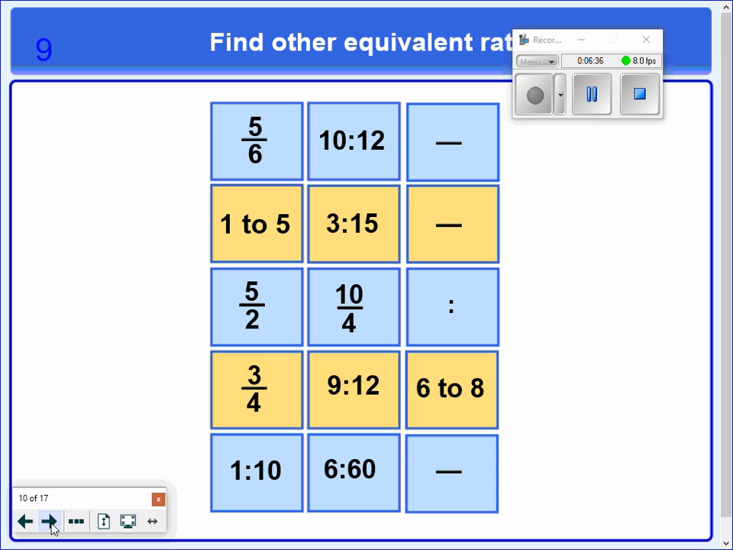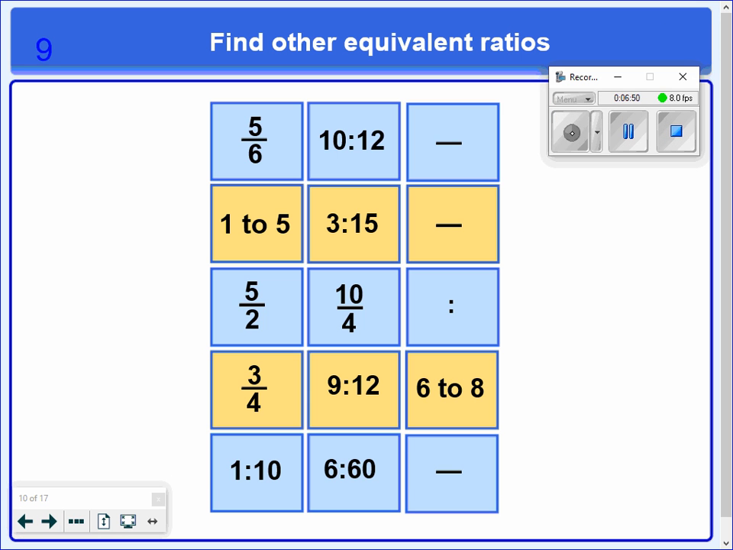Now what we have here on slide 9 is I've given you 2 of the ways, and what you need to do is figure out the missing one. So go ahead and pause the video, do it on your own, and then turn it back on to check. Now, there may be many different answers, so if you came up with one that's equivalent and you didn't do the one I did, that's okay.